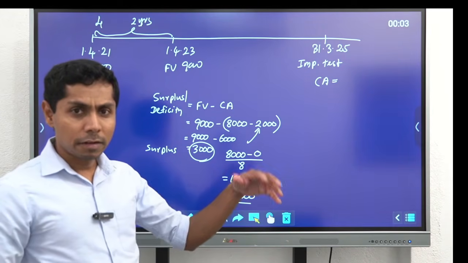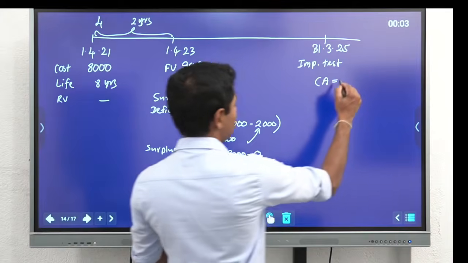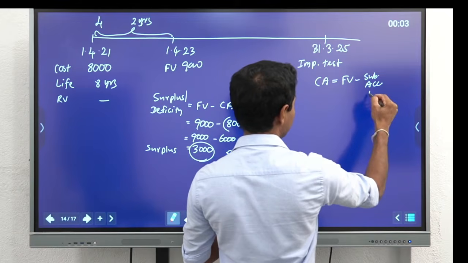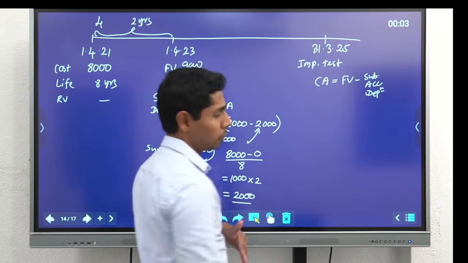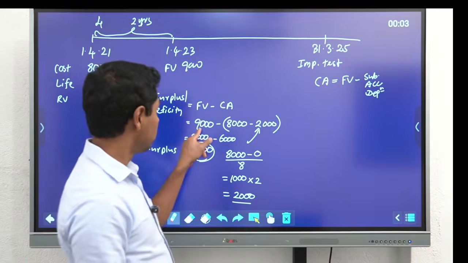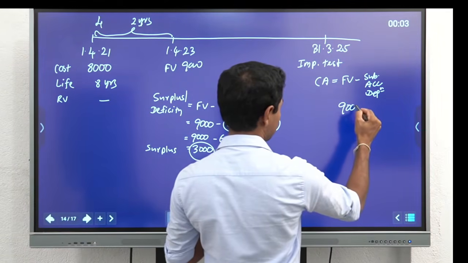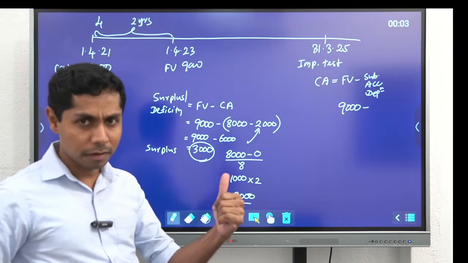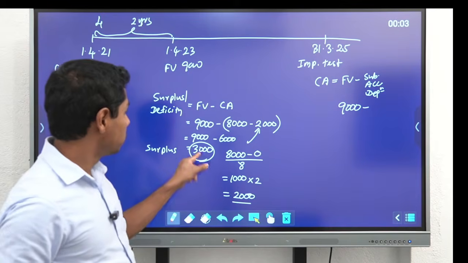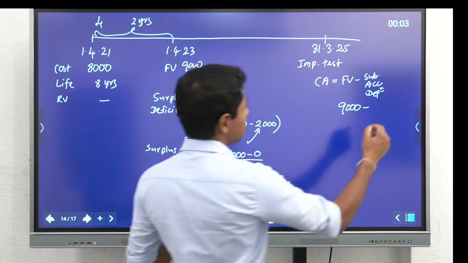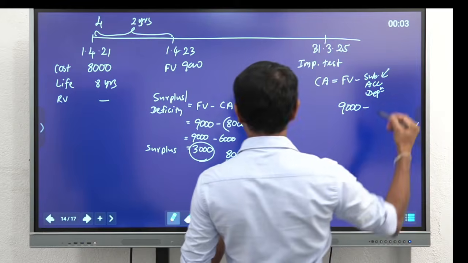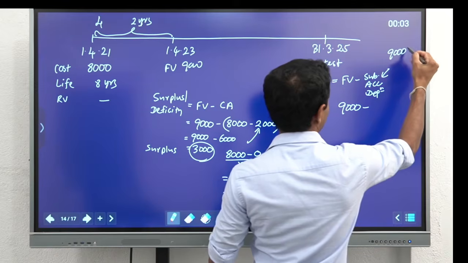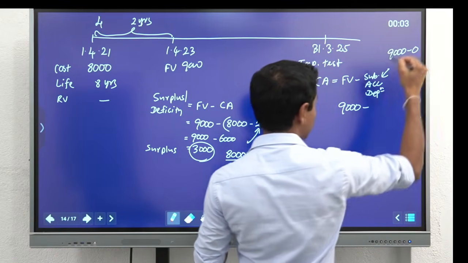So the carrying amount of the asset after the revaluation is equal to fair value less subsequent accumulated depreciation after the revaluation, right? So the fair value is 9,000. No residual value is given, let's assume it is 0.